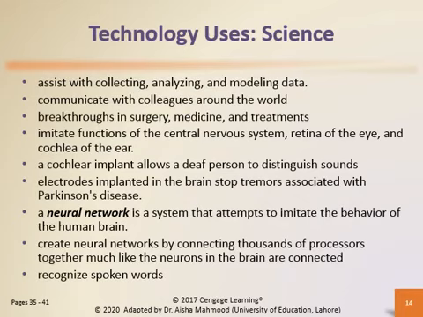A neural network is a system that attempts to imitate the behavior of human brain. So scientists create neural networks, by connecting thousands of processors together, much like the neurons in the brain are connected. The capability of a personal computer to recognize spoken words is a direct result of scientific experimentation with neural networks.